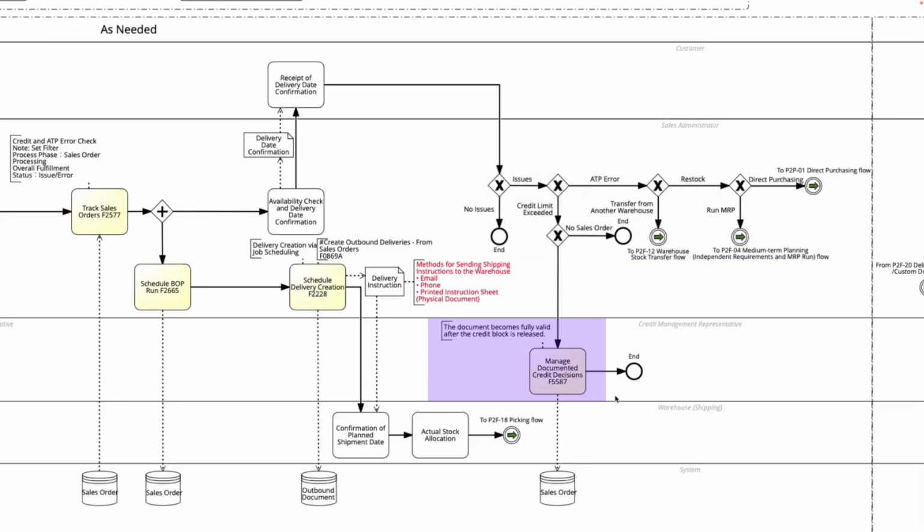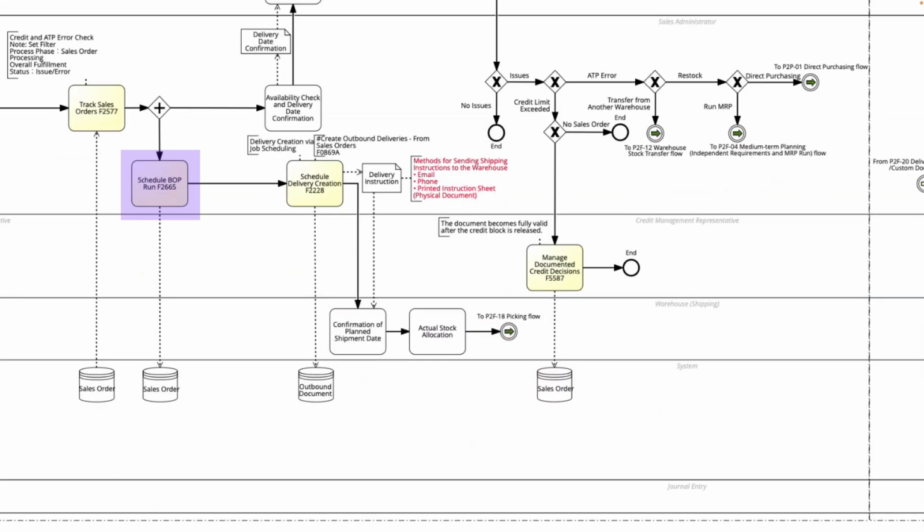If credit limit is exceeded, meaning the customer's spending has gone beyond the approved amount, the order will be blocked. For example, if a customer's credit limit is set to $50,000, they cannot place an order exceeding that amount. In this case, the Managed Documented Credit Decision app is used by the credit management representative to review and release the credit block if appropriate.